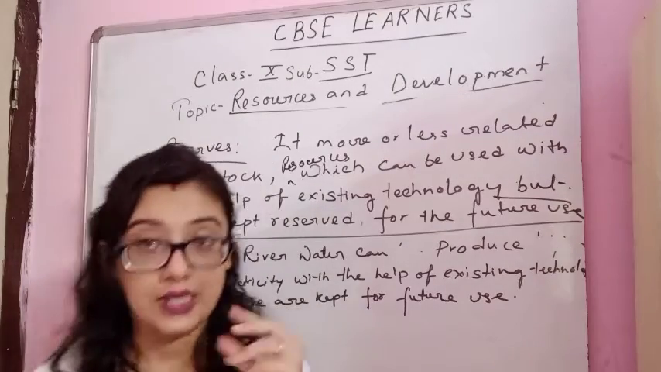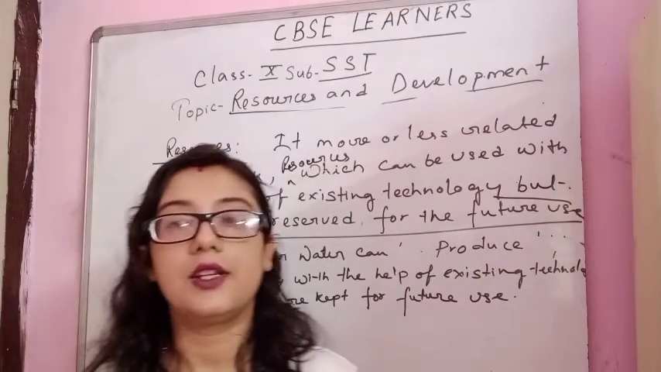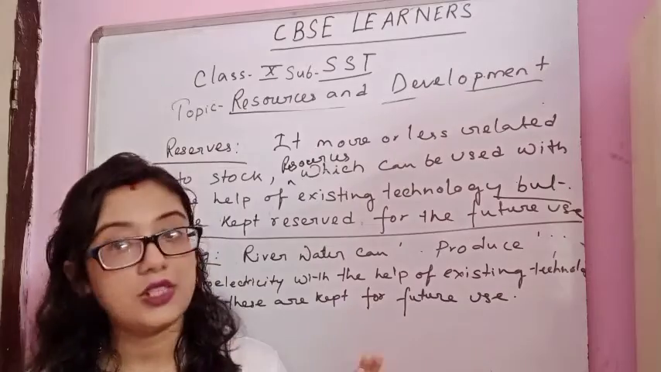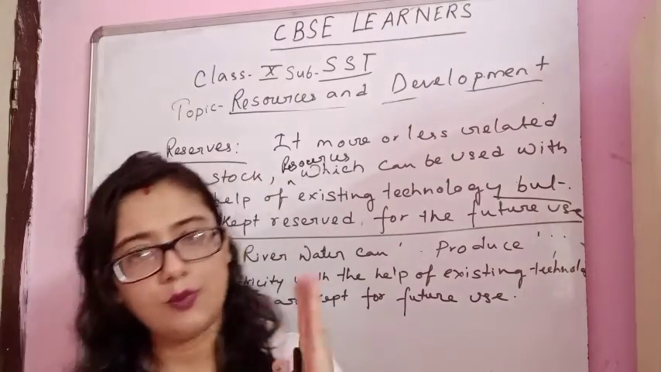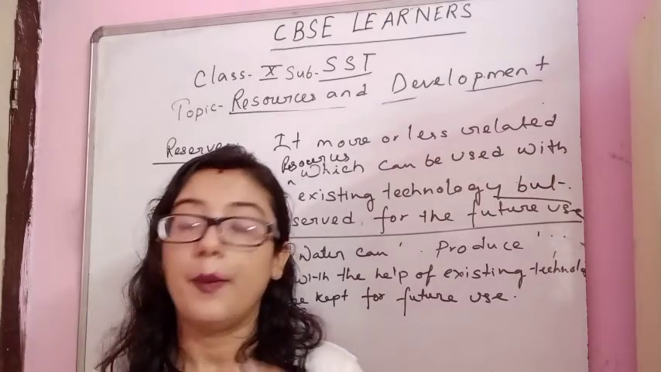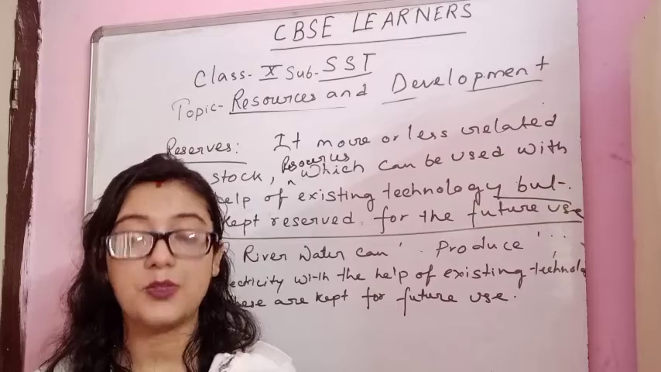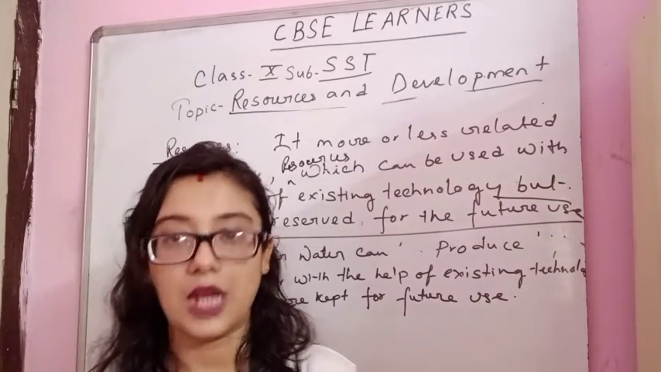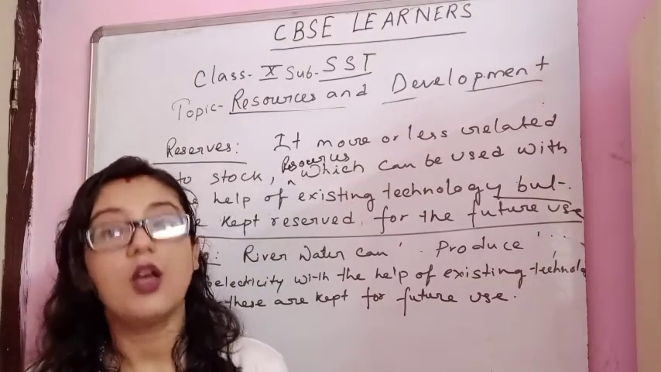The other is developed, which we are using, the developed resources, and the other is stock. These resources have potential but we do not have the technology to use them. And the last one is the reserve, which is more or less similar to the stock, but the difference is that reserves we have kept intentionally for future use. We are not using them in the present time. We have the technology, but we intentionally keep them for future use.